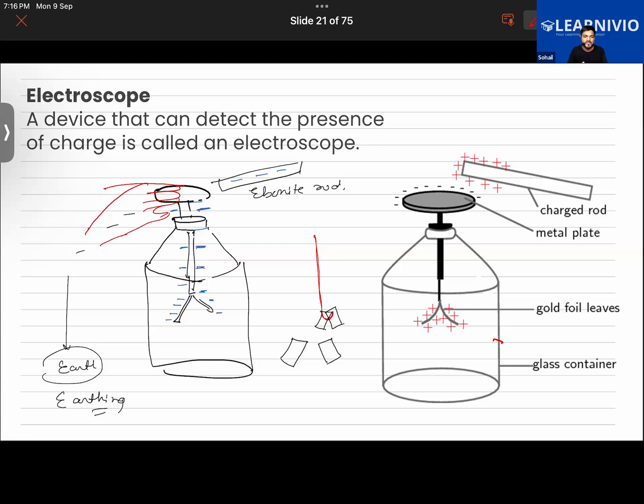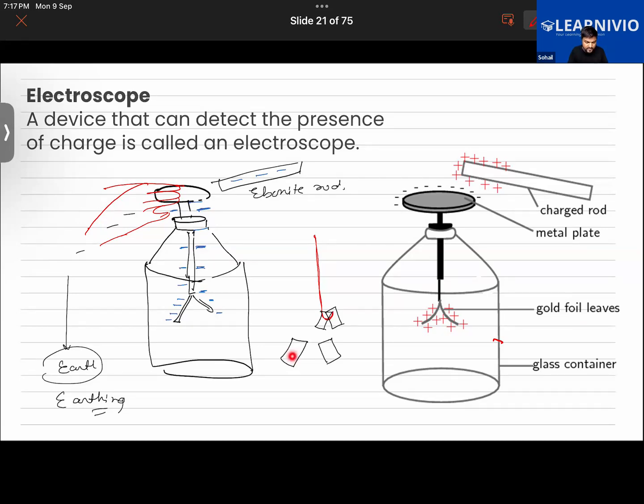By the divergence of the gold foil leaves, we can detect the presence of charge. Yes, Chakrika? Can we use any other material except gold foil leaves? Yeah, of course, we can have any other material apart from this.